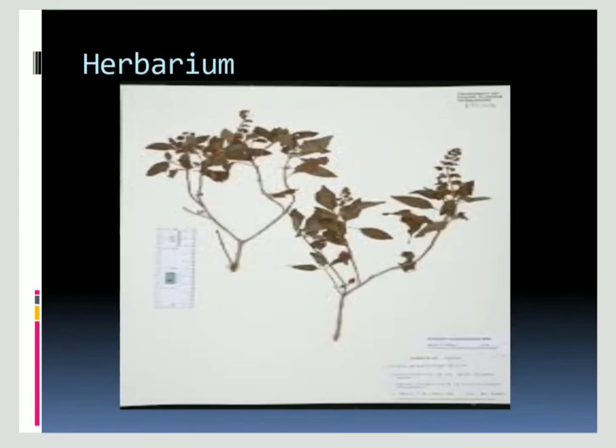Like this, we collect the twig of a particular plant, we identify it, and we place it on a sheet, and along with its scientific name and regional names, we add them there. So these are the herbariums.